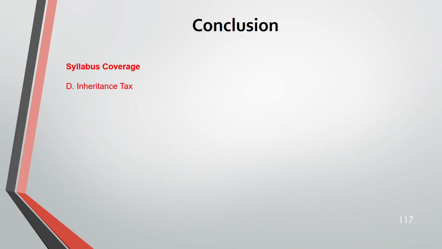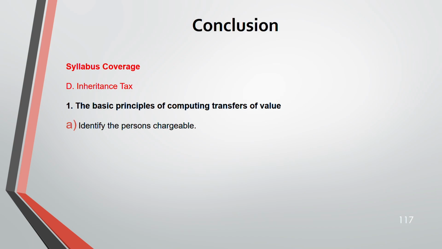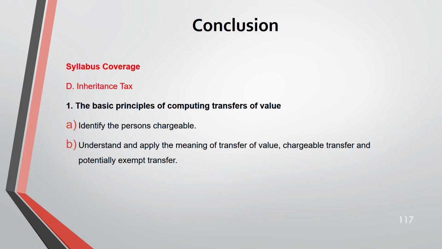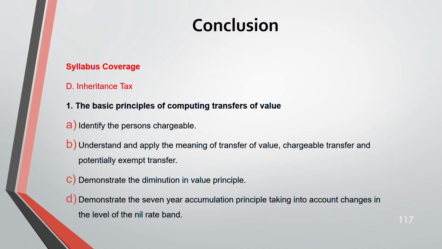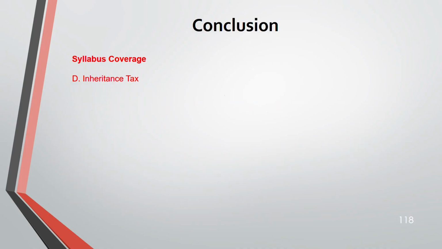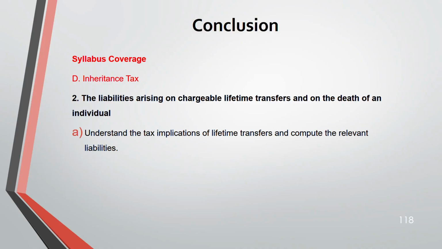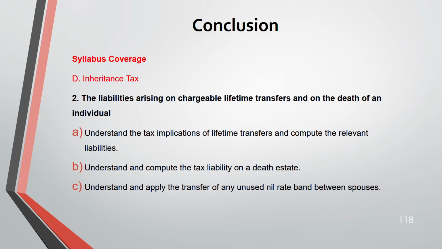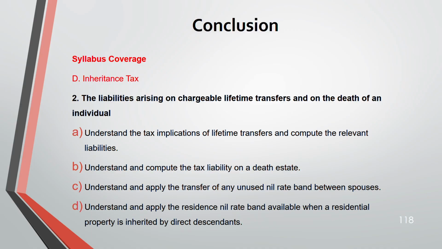So that's it for this lecture. From the syllabus, we have covered the first part under inheritance tax section D, that is computing transfer of value. So we identified the persons chargeable. In fact, all are chargeable. In inheritance, nothing is exempt. Then we demonstrated diminution in value, the 7-year accumulation period taking into account the nil rate band. Then we understood the lifetime transfer, tax liability and death estate, and unused nil rate band between spouses, and also residence nil rate band when residential property is inherited by direct descendants.